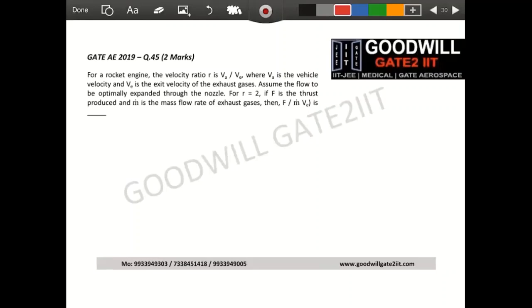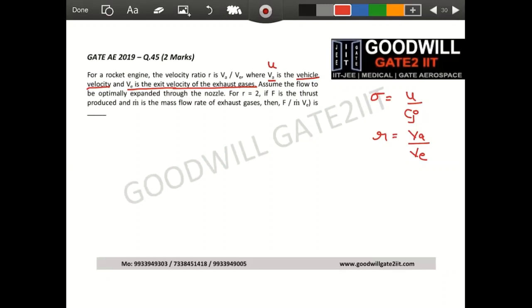So for a rocket engine, the velocity ratio is VA by VE, where VA is the vehicle velocity. I hope you agree this VA for us is U, the vehicle velocity, and VE is the exit velocity of the exhaust gases. So this is nothing but sigma for us, if you recall, which was U by CJ. Here it is denoted as R, and in place of U they are saying VA, and in place of CJ they are saying VE. Assume the flow to be optimally expanded through the nozzle.